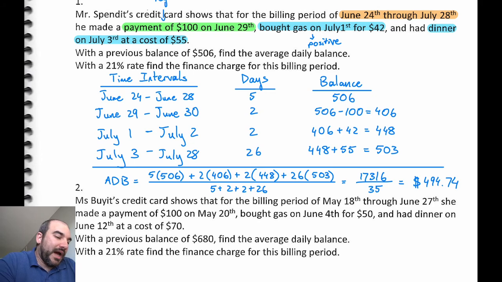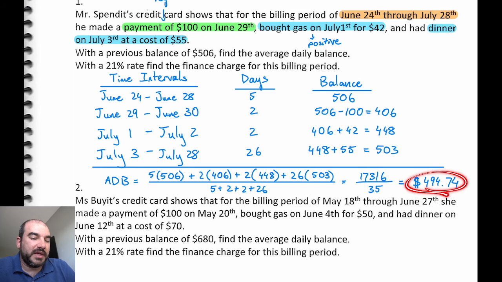Right, so the average daily balance, meaning on average, Mr. Spendit owed this much per day. He never exactly owed this much because he owed a 506 and then 406 and then 448 and then 503. Those are the numbers that he owed. But on average, per day, he owed this much. On any average day, this was the amount that he owed the credit card company.